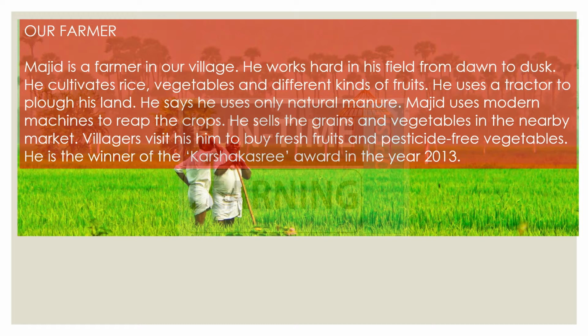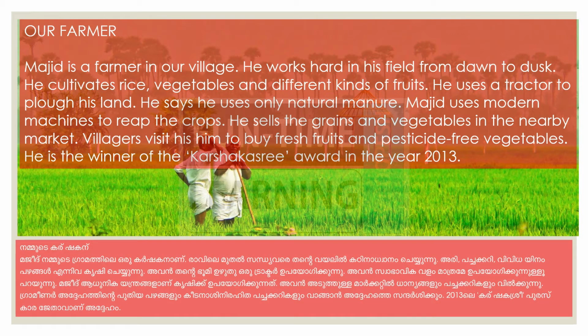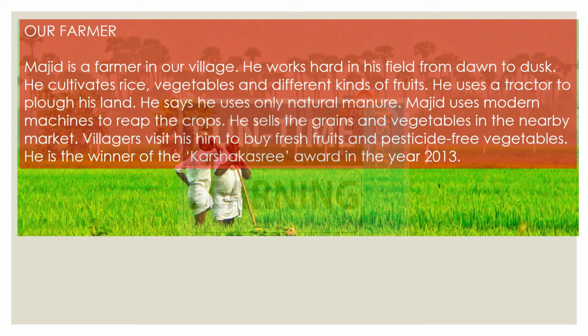So here it is. Our farmer Majid is a farmer in our village. He works hard in his field from dawn to dusk, രാവിലെ മുതൽ സന്ധ്യ വരെ. He cultivates rice, vegetables and different kinds of fruits. Vegetables and fruits ഒക്കെ cultivate ചെയ്യുന്നുണ്ട്, കൃഷി ചെയ്യുന്നുണ്ട്. He uses a tractor to plow his land. ഒരു ട്രാക്ടറാണ് ഉപയോഗിക്കുന്നത്. He says he uses only natural manure.